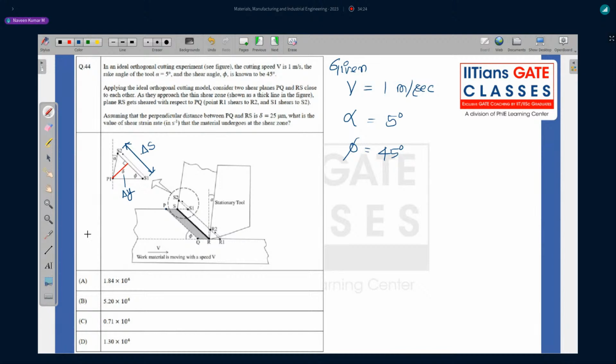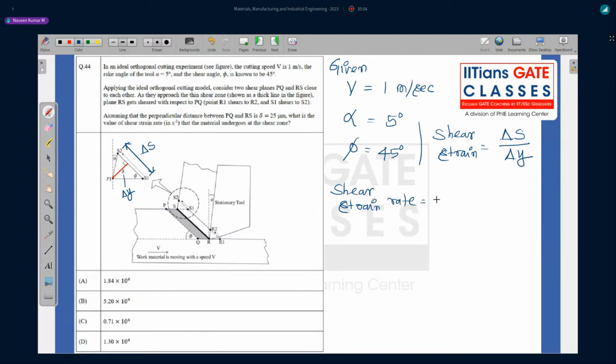Then we said the shear strain is delta S by delta Y. So let's write that the shear strain is equal to the shear that is happening divided by the perpendicular distance between these two planes. This is what we derived in our class. But they're not asking for shear strain, they're asking for shear strain rate.